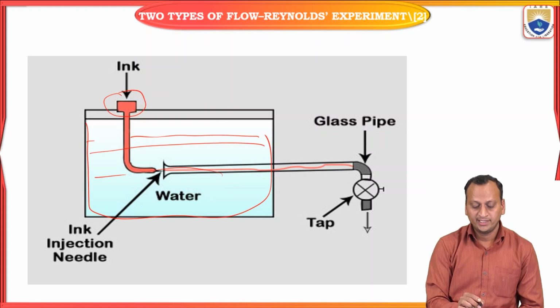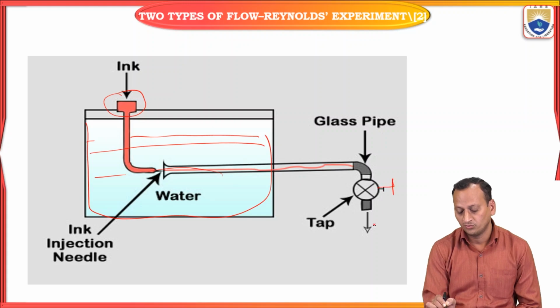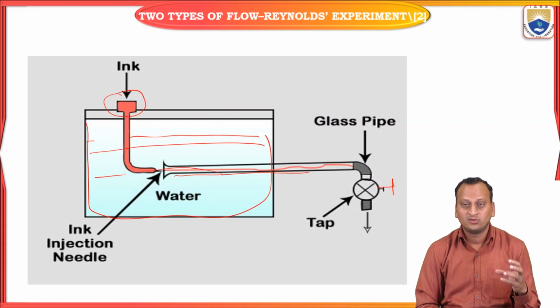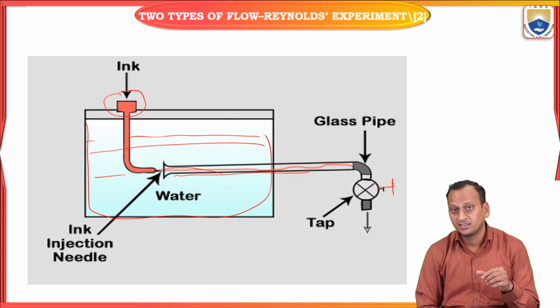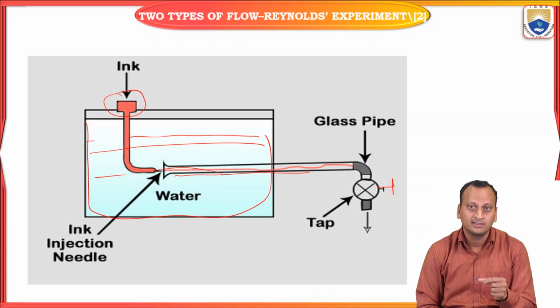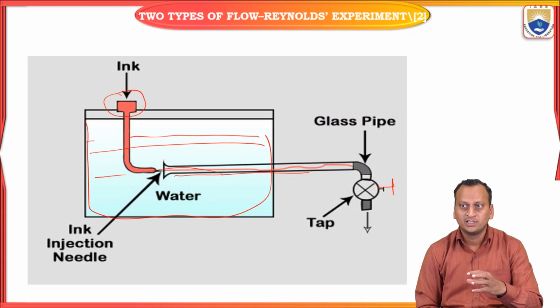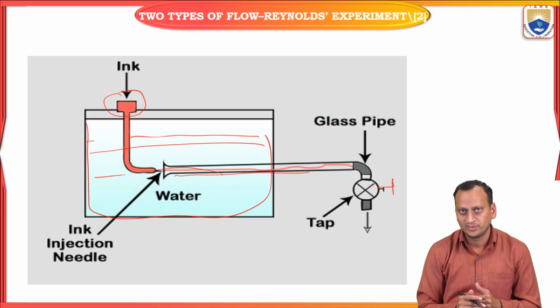If the liquid dye is taken in a container and you open the delivery valve, this is a transparent glass tube, so that we can see how the fluid is flowing, in which pattern it is moving, and how the liquid dye is moving through the water, at what point and in what fashion. We can observe all these things because it is a glass tube.